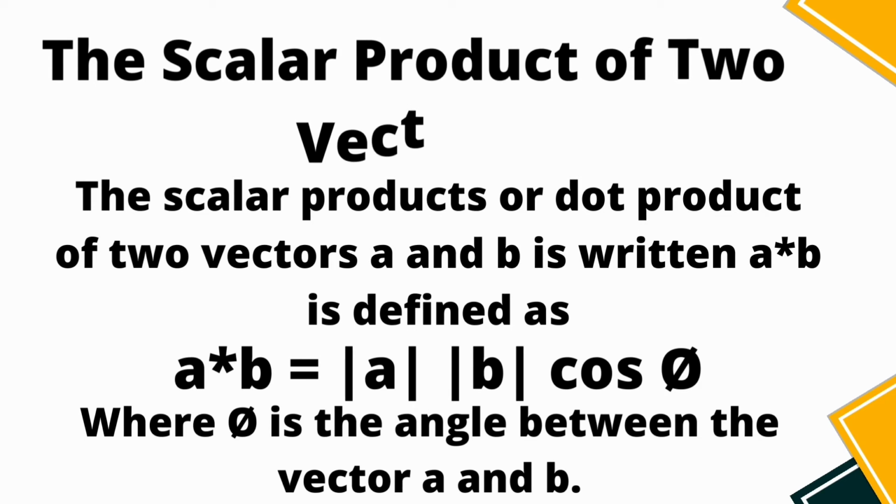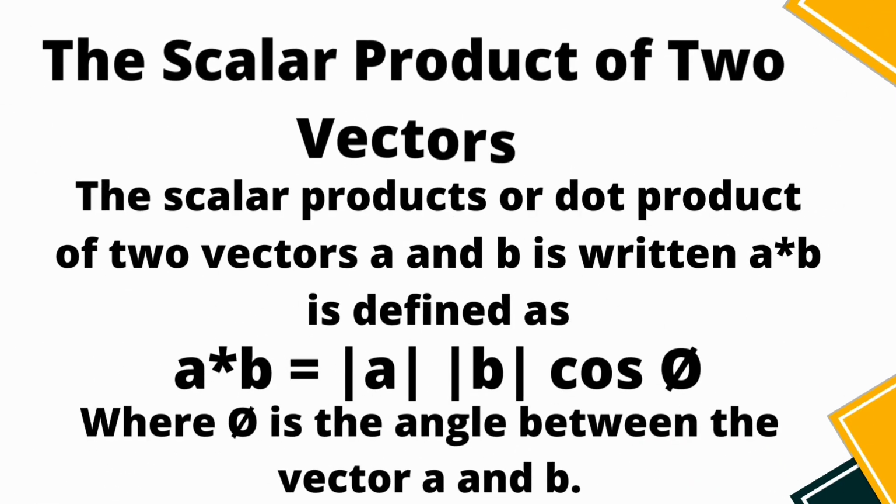The scalar product of two vectors. The scalar product or dot product of two vectors A and B, written A dot B, is defined as A dot B is equal to the magnitude of A multiplied by the magnitude of B cos phi, where phi is the angle between the two vectors, that is A and B.